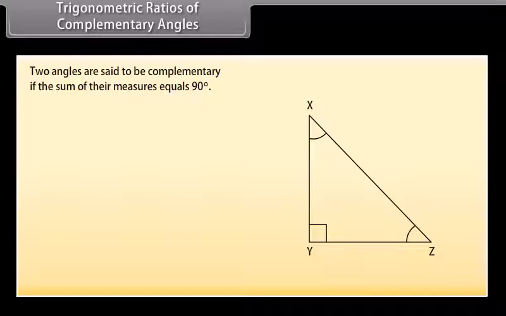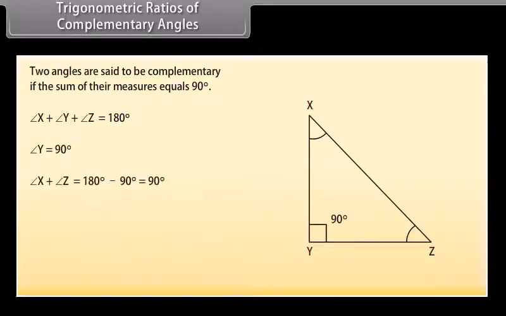Consider the triangle XYZ, right-angled at Y. Angle X plus angle Y plus angle Z is equal to 180 degree. Angle Y is equal to 90 degree. Angle X plus angle Z is equal to 180 degree minus 90 degree equals 90 degree, which implies angle X is 90 degree minus angle Z. Or simply, X is equal to 90 degree minus Z.